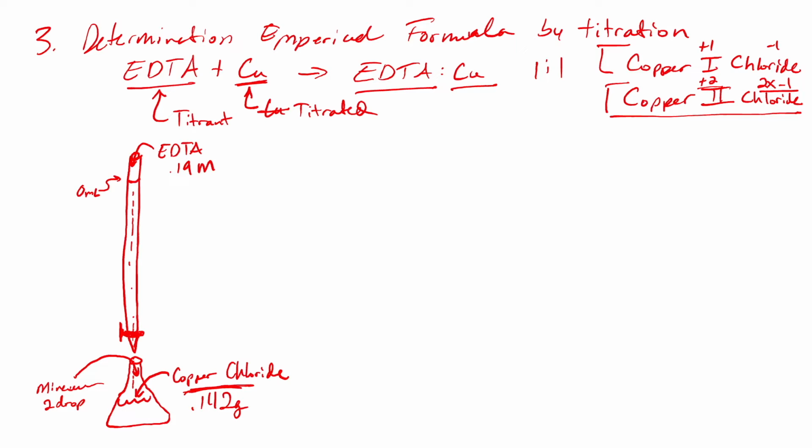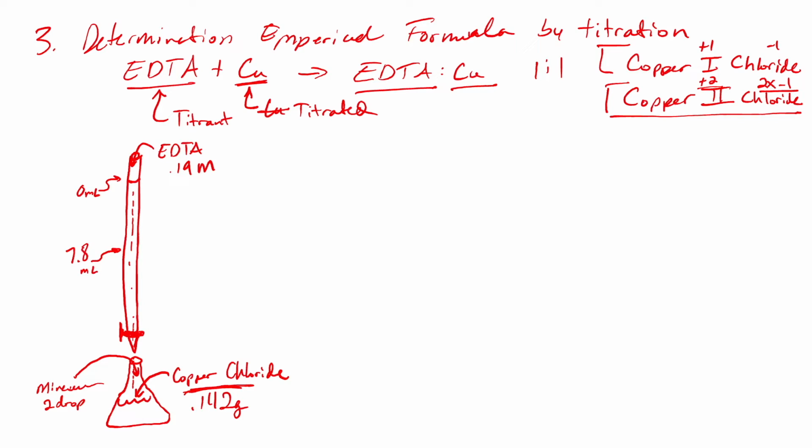I can't remember if it's orange or yellow. But when it does get to its endpoint or its equivalence point, where you have the same number of EDTA moles as you have copper moles, that's going to be your final volume. Let's just say that final volume is 7.8 milliliters.